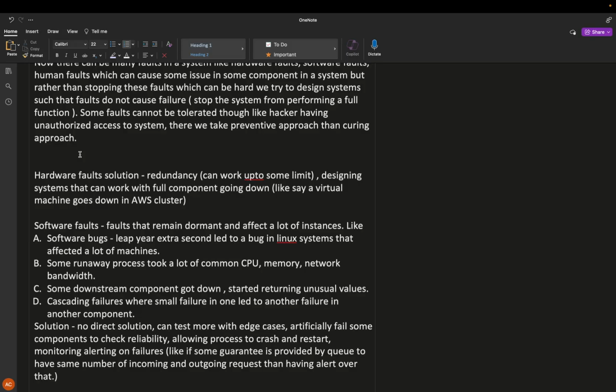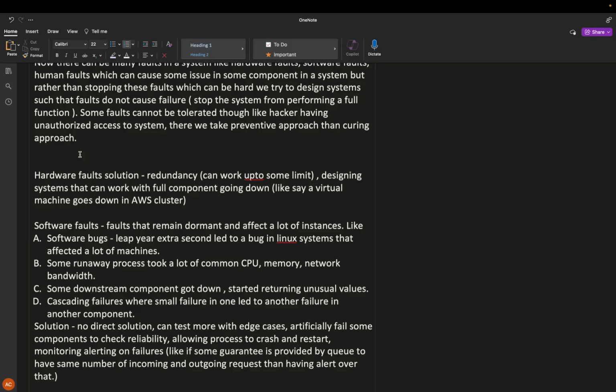There could be something like a runaway process which took a lot of common CPU, memory, and network bandwidth, due to which other processes didn't get the bandwidth that they needed, and they ran into issues. There could be some downstream issues, where a downstream service or component went down and started returning unusual values, due to which we failed. There could be cascading failures, when a small failure in one component led to another failure in another component.